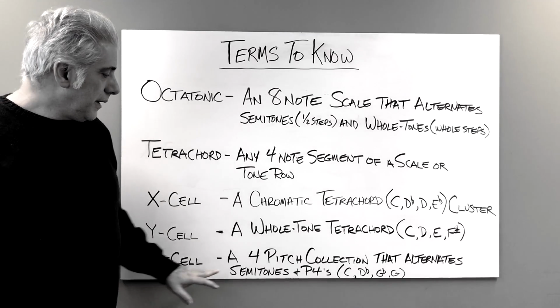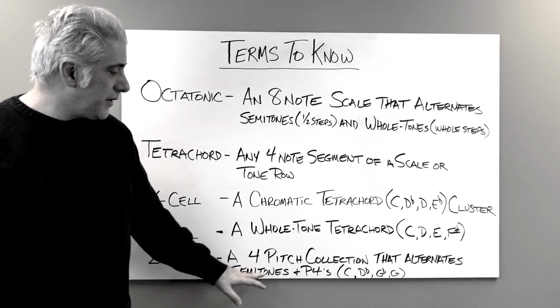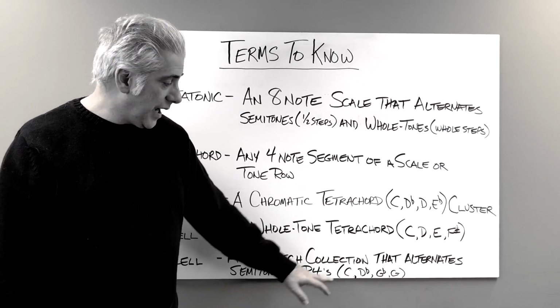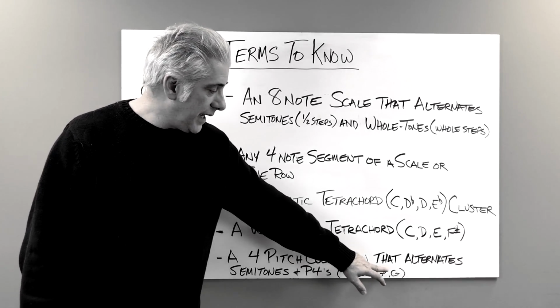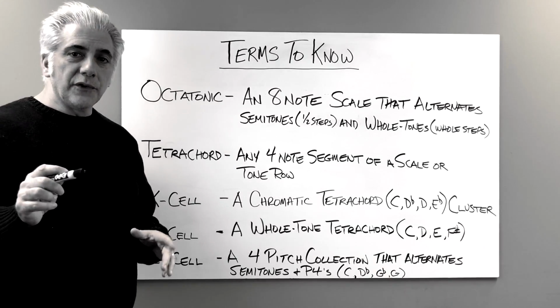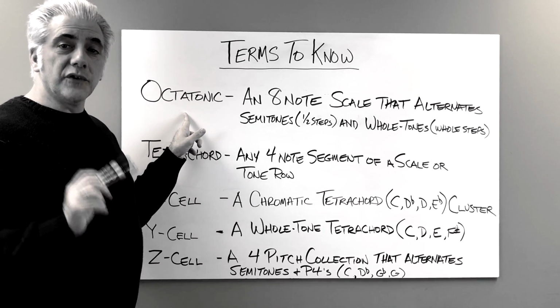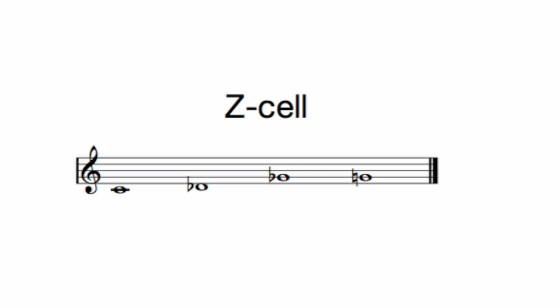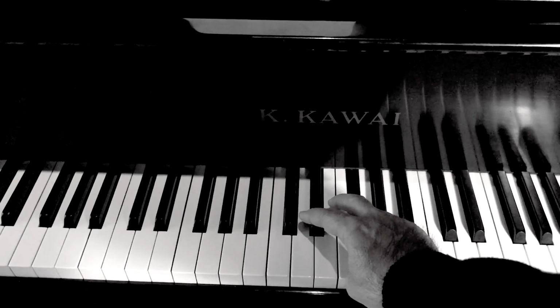A Z cell is a 4-pitch collection that alternates between semitones and perfect fourths. For example, C, D flat, then up a perfect fourth, G flat, G. 2 Z cells, a minor third apart, form an octatonic scale or diminished scale. And the Z cell is a semitone, perfect fourth, semitone. In this case, it would be C, D flat, G flat, G.